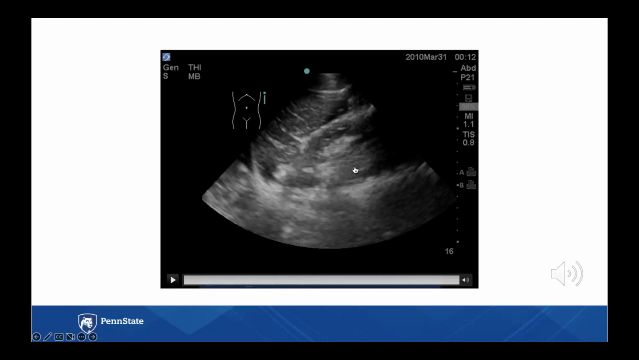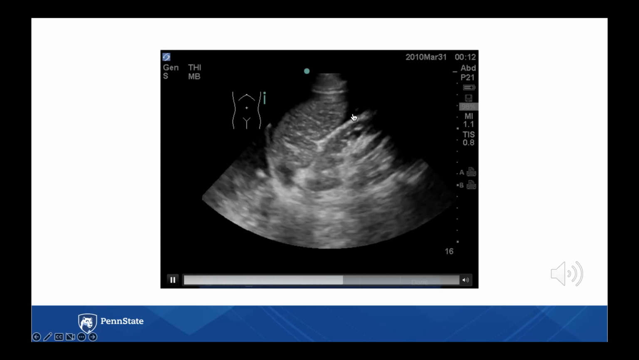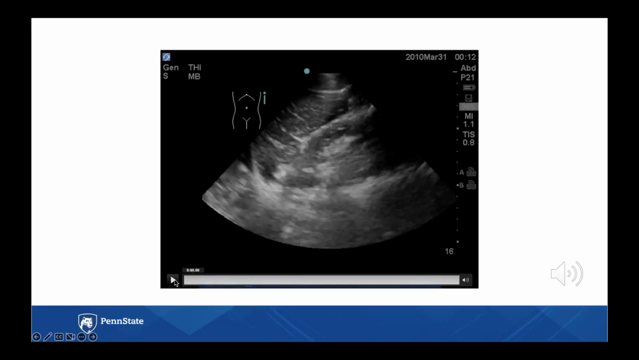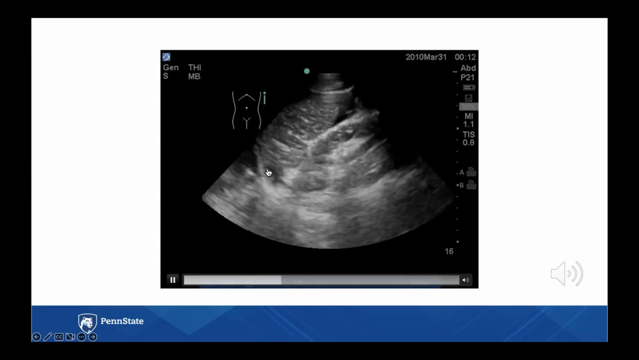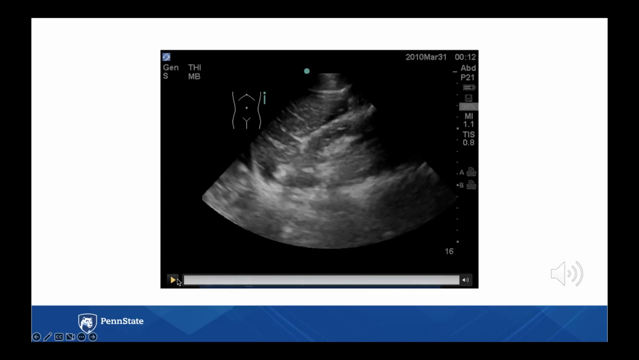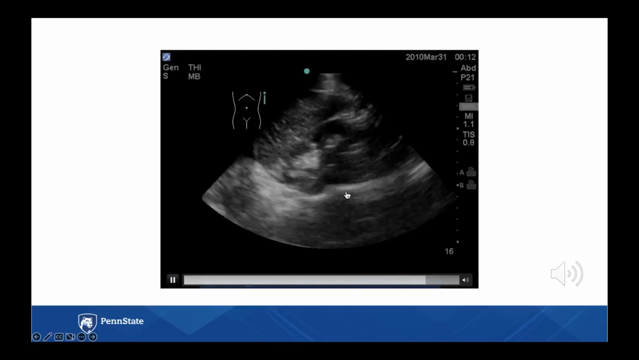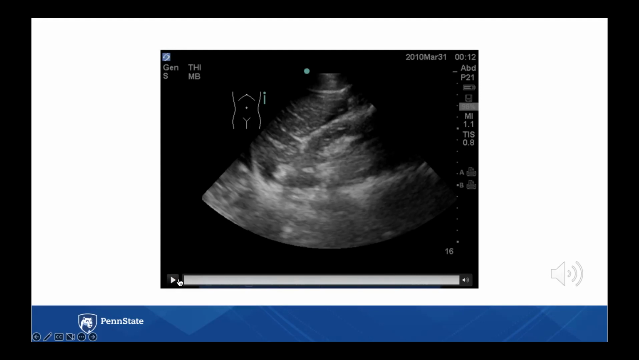So surrounding the kidney, you can see that there is this little wedge of anechoic fluid entering where the spleen should be, and separating the kidney from the spleen and from the diaphragm. So this is a positive FAST exam, and remember that fluid is dark on ultrasound.